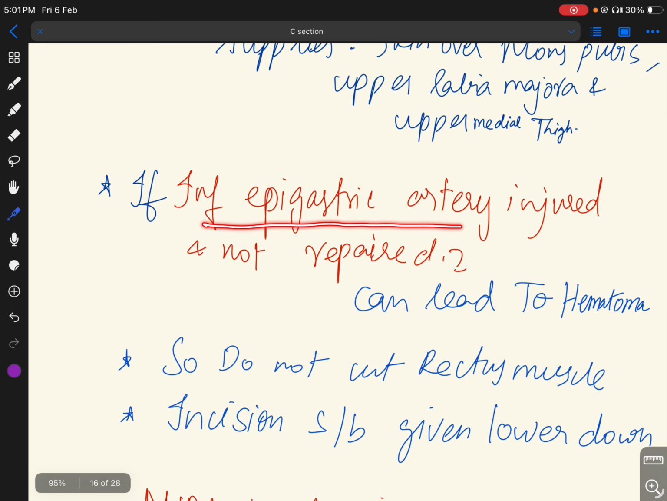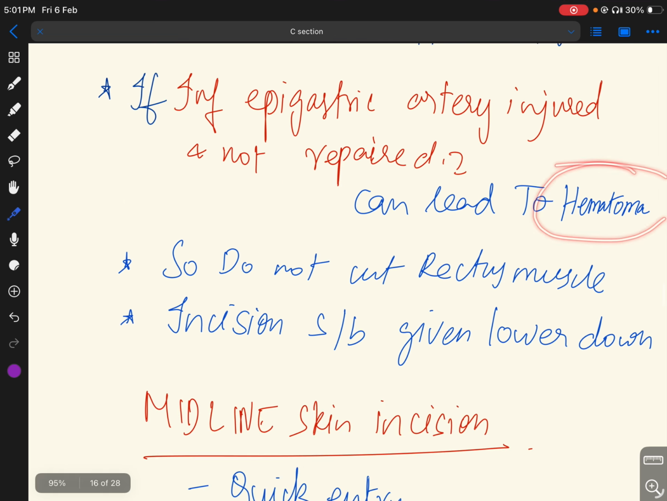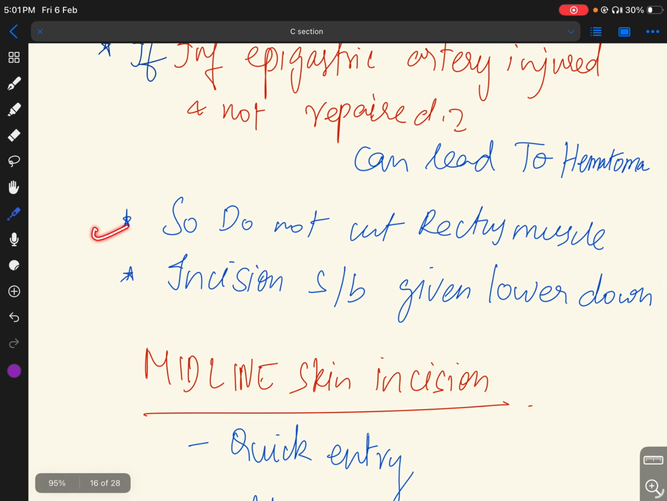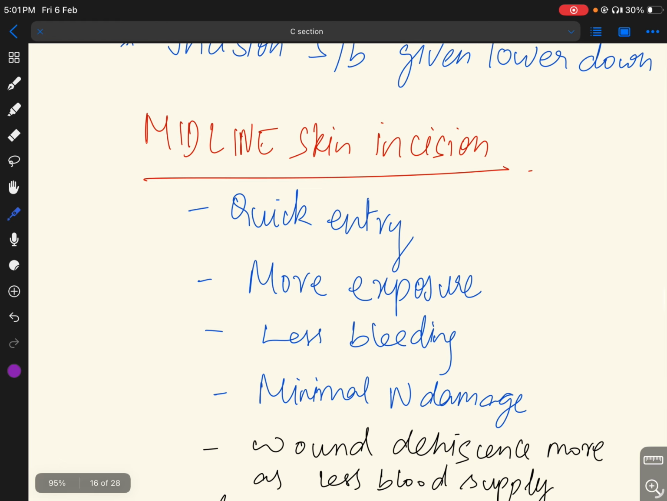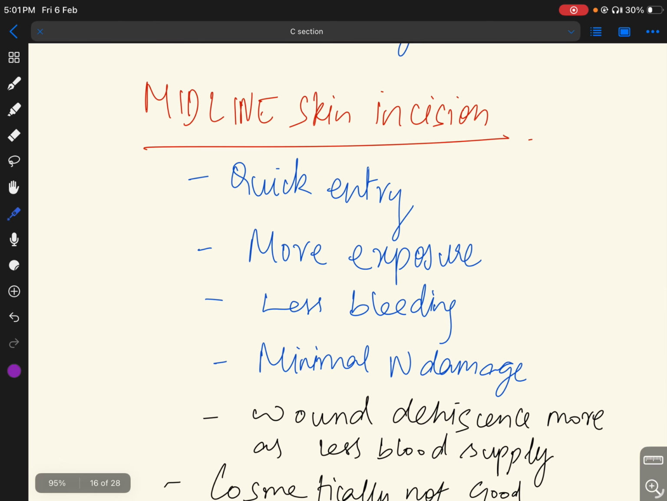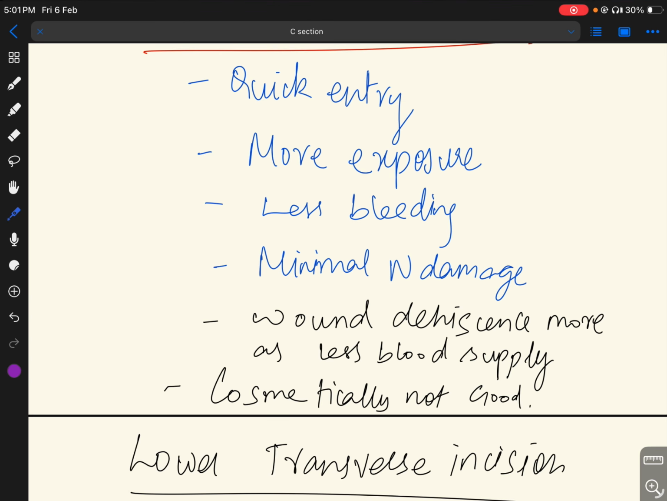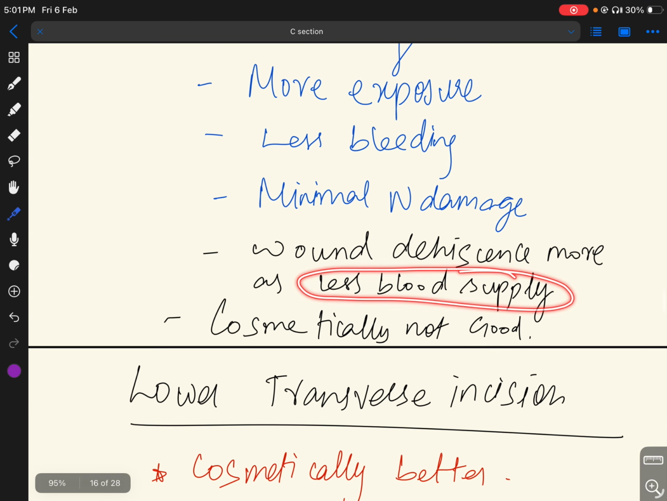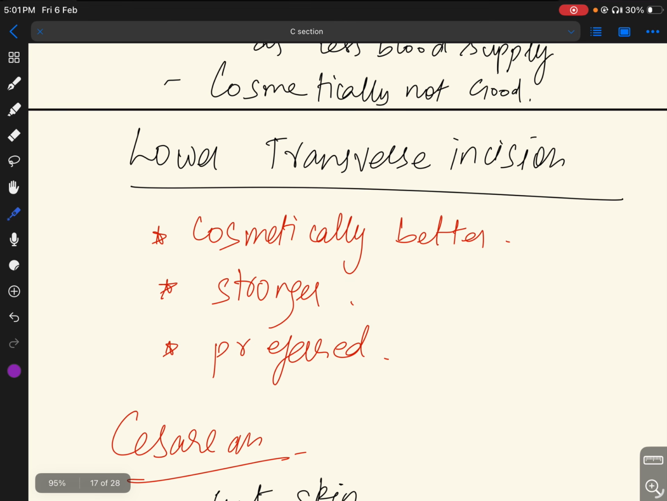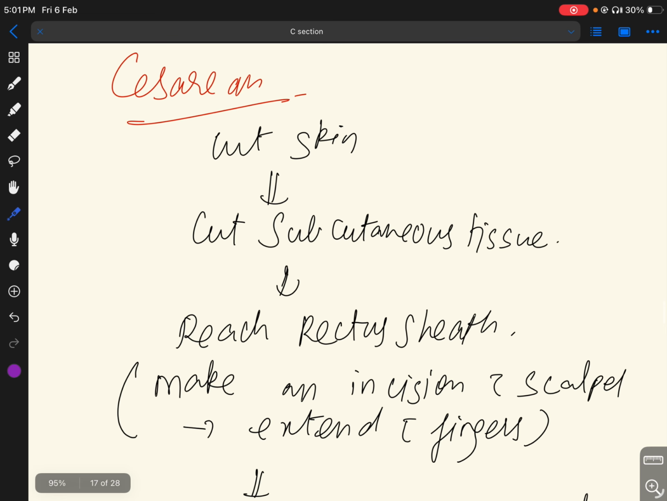If inferior epigastric artery is injured and not repaired, it can lead to hematoma formation. So, rectus muscle is not cut. Incision should be given lower down. In case of midline skin incision, there is an advantage of quick entry, more exposure, less bleeding, minimal nerve damage. But wound dehiscence is more as the blood supply is less, so it is cosmetically not good. In case of lower transverse skin incision, it is cosmetically better, stronger, and preferred.